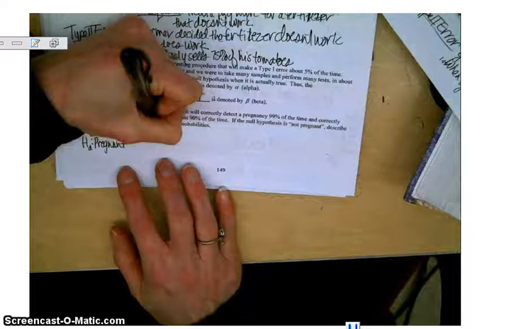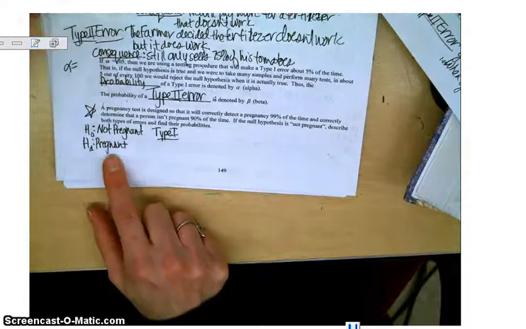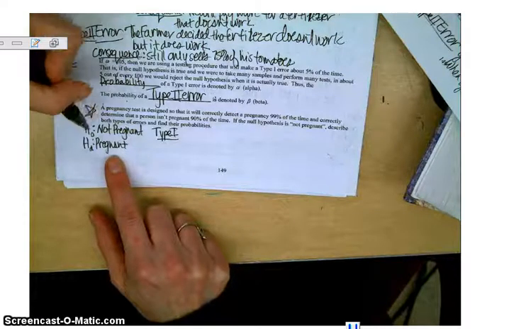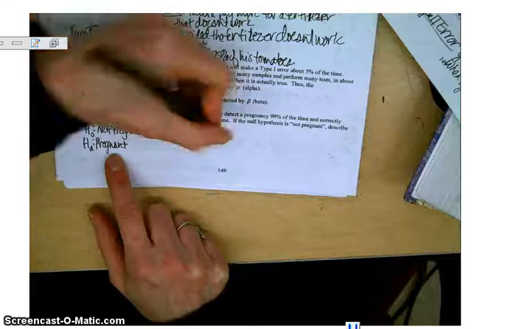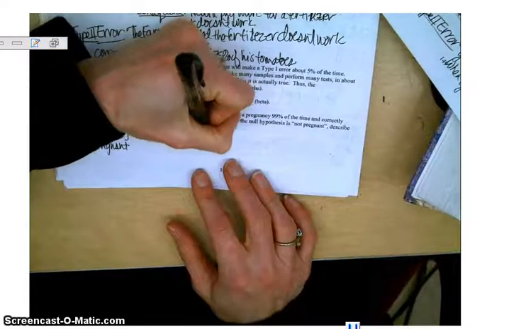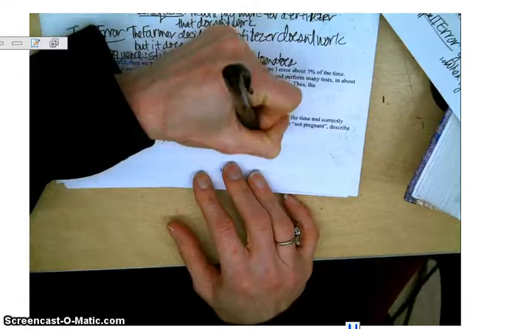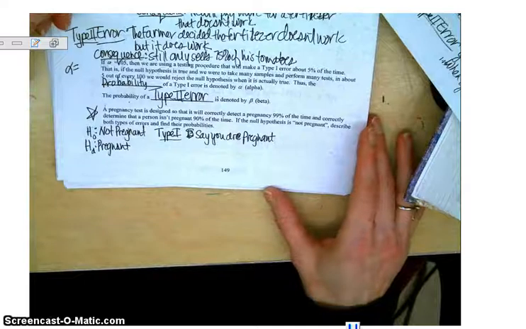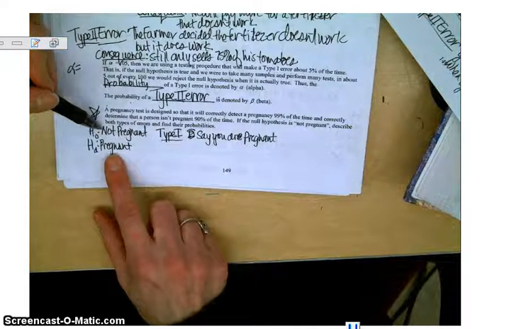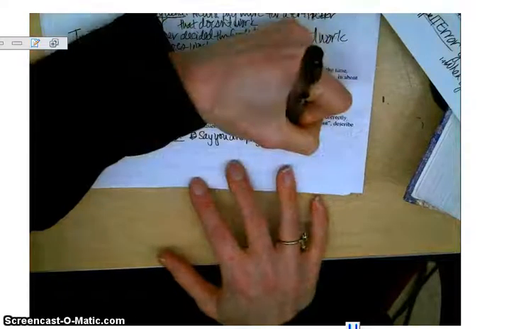So, type 1 error, reject the null. So, what did we decide? Okay, if you reject the not pregnant, you're saying that you're pregnant. Or we could just make it simple. You can say you're pregnant, but you're not. So if you reject this, but it's actually true, you say you're pregnant, but you're actually not. So you say you're pregnant when you're not.